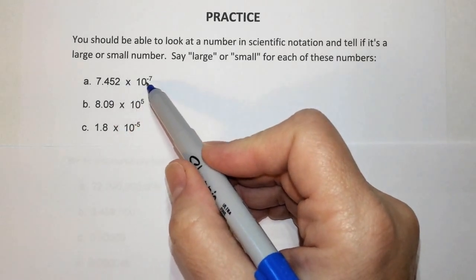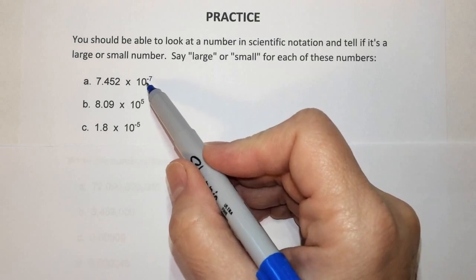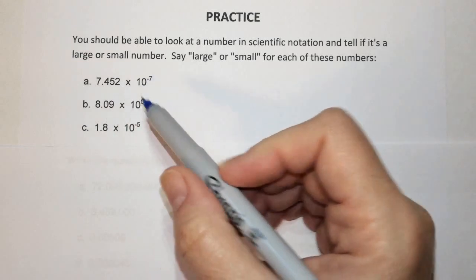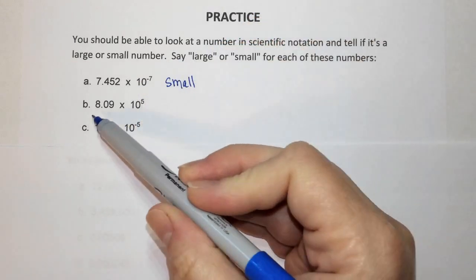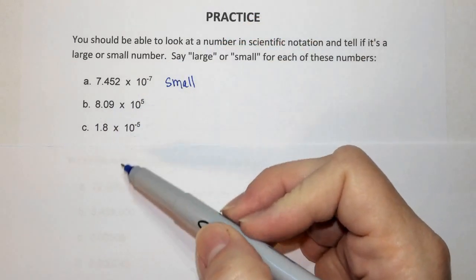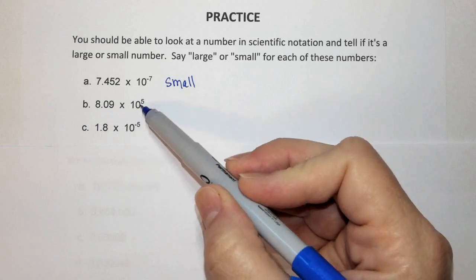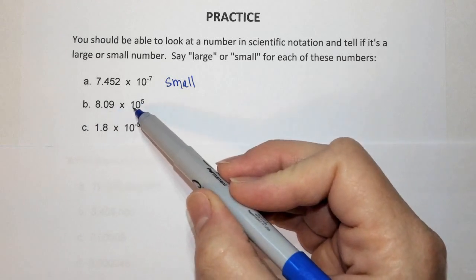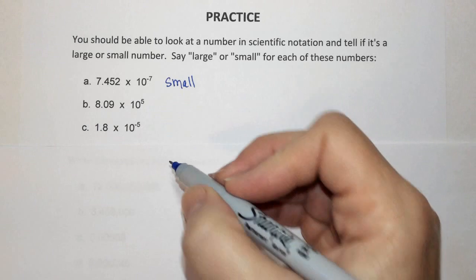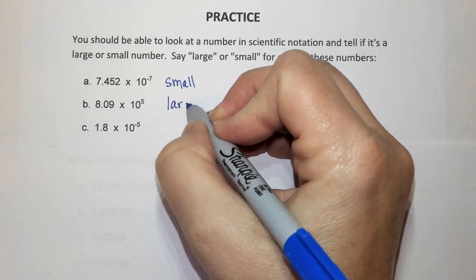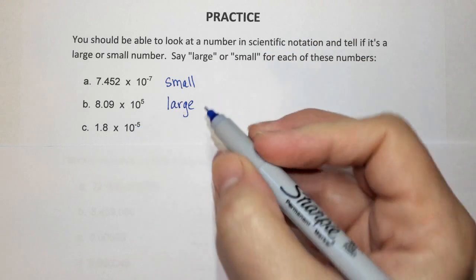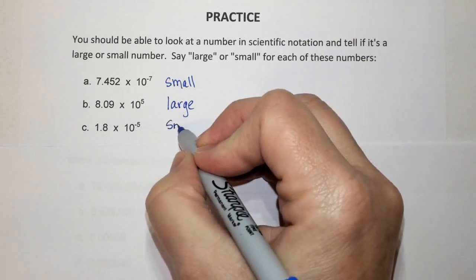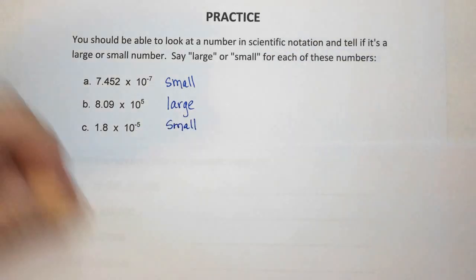7.452 times 10 to the power of negative 7. Remember, this would be a fraction. Multiplying this number by a fraction would make it smaller. This is a small number. 8.09 times 10 to the power of 5. This would be multiplying 8 times a number with 5 zeros. That's going to make it quite a bit larger. Large. And 1.8 times 10 to the negative 5. Negative exponent represents a small number.